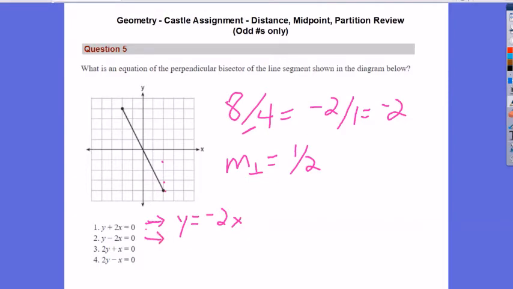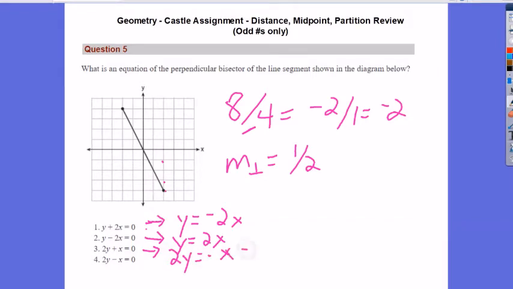Okay, if we add 2x, we get y is equal to 2x. Again, we're looking for half x. For choice number 3, if we subtract the x, we get 2y is equal to negative x. Then if we divide by 2, we get y is equal to negative x divided by 2. That's the same as negative 1/2 x. We're looking for half x.